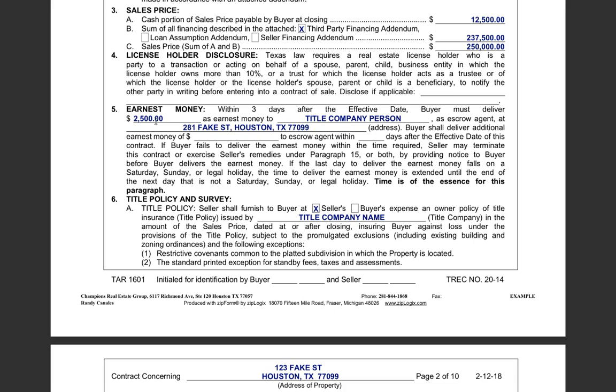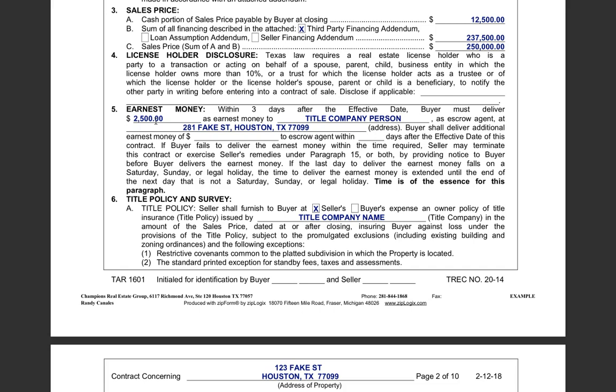If you're not aware of what earnest money is, you could basically think of it as a deposit. And this $2,500 is going to be held in escrow at the title company until closing. And then at closing, that $2,500 is going to be refunded back to the buyer, and they're going to get a credit toward their closing cost.